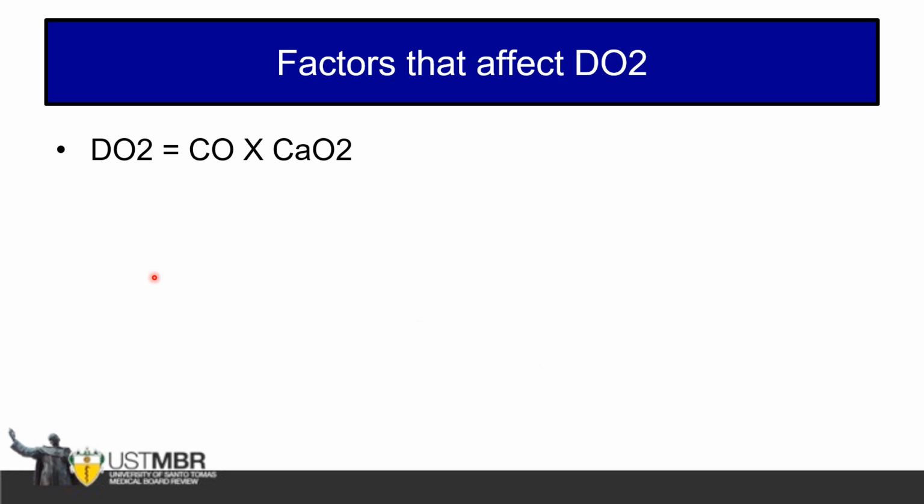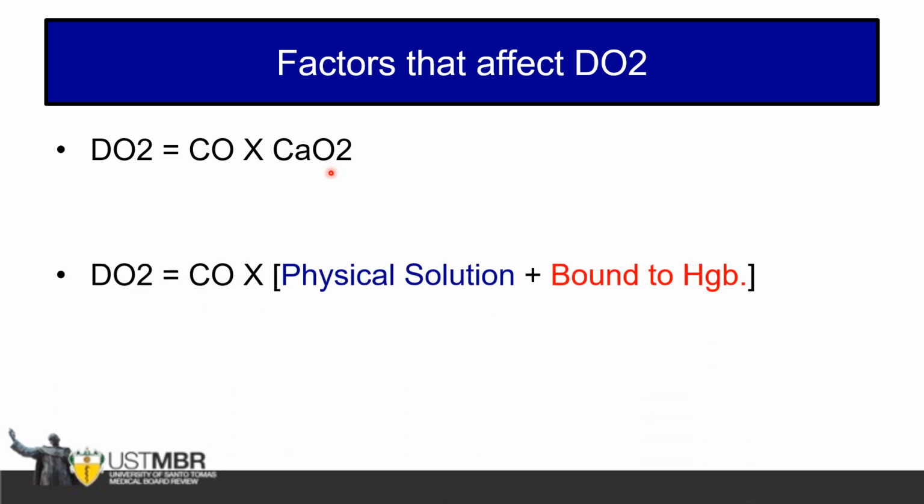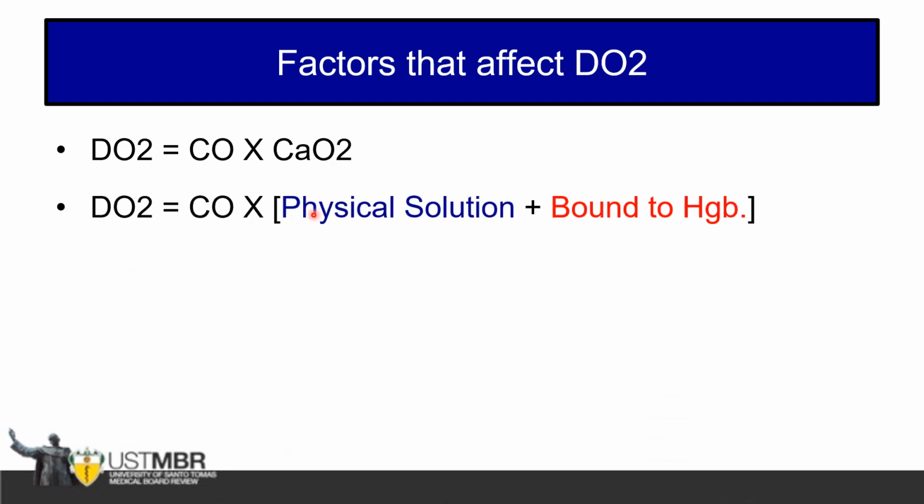So what are the factors that will affect the O2 delivery to the tissues? DO2 is equal to cardiac output times CaO2. And how do we compute for your CaO2? It is the amount in physical solution plus bound to hemoglobin. What's the formula for in physical solution? It's 0.003 times oxygen tension. Bound to hemoglobin, 1.34 times hemoglobin times O2 saturation.